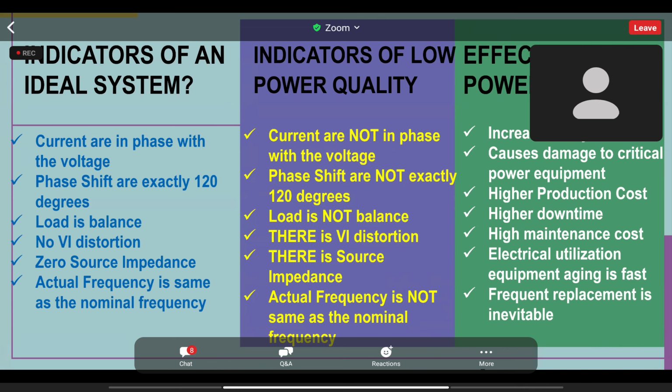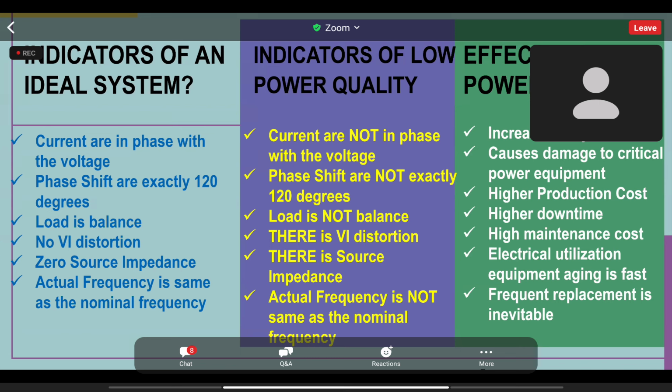So what are the indicators of an ideal system? Now, if the system is ideal, the current and the voltage are in phase. The phase shift is exactly 120 degrees. The load is balanced. There is no voltage and current distortion in the system. The impedance of the source is zero, and the actual frequency is the same as the nominal frequency. So ito yung ideal condition. So walang problema sa system. But this is not the case on the actual condition because of our varying loads. So in most cases, almost all of the time, yung power natin sa system is not in good quality. So meron tayong low power quality in the system.